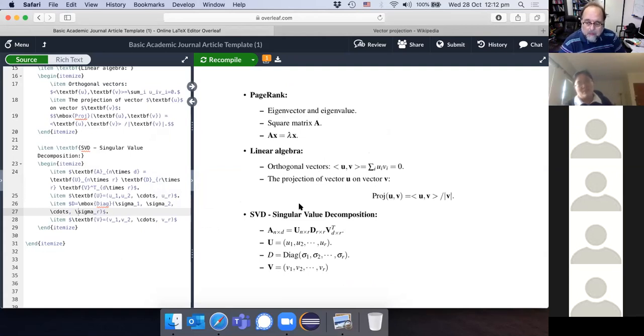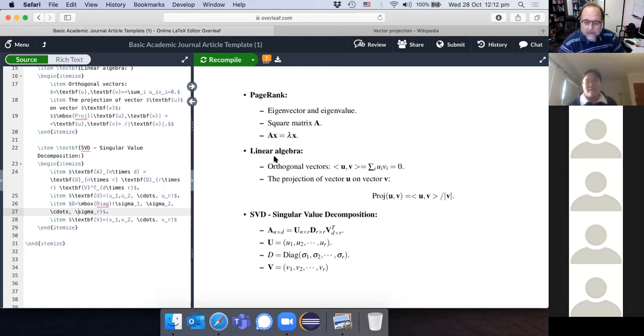So in the previous couple of weeks, we talked about PageRank. So in PageRank, we talked about eigenvector and eigenvalue. But when we calculate eigenvector and eigenvalue, we are actually working on a square matrix. By solving this equation, AX equals lambda X, where X is a vector, you can get the eigenvalue, which is lambda, and the corresponding eigenvector.